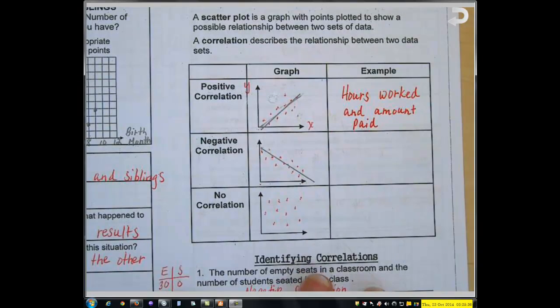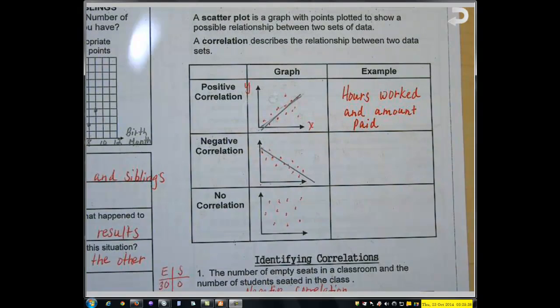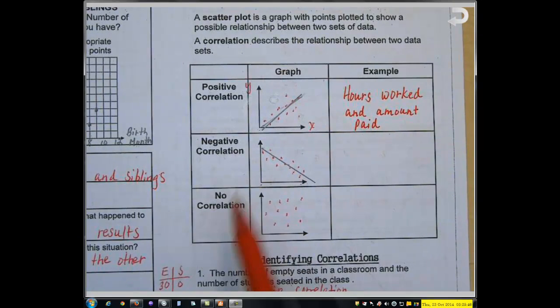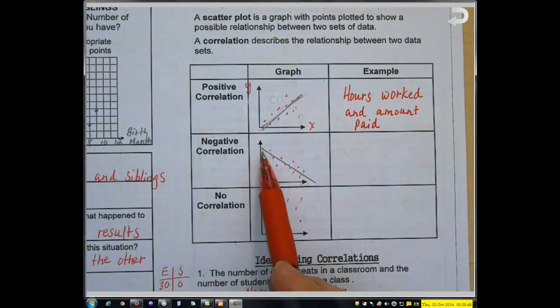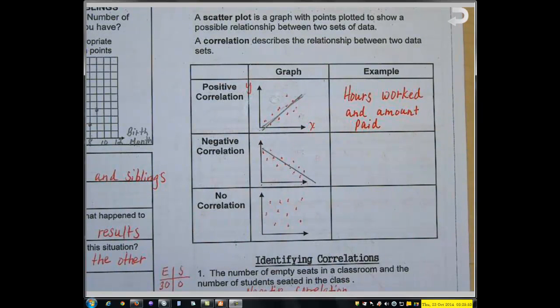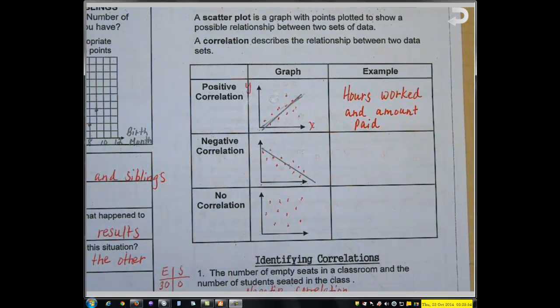paid. Okay, negative correlation is when we have a scatter plot and we draw our line of best fit, and we can say that in general, as x increases, y decreases. So the variables are doing opposite things.